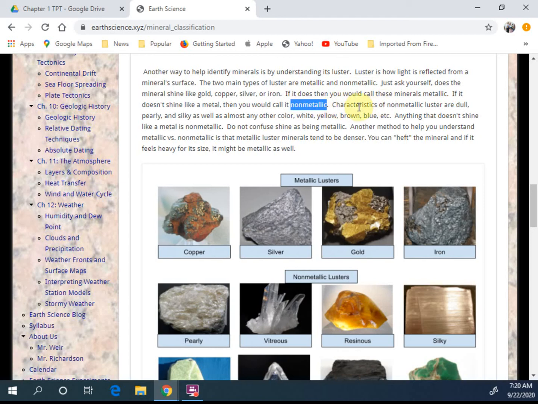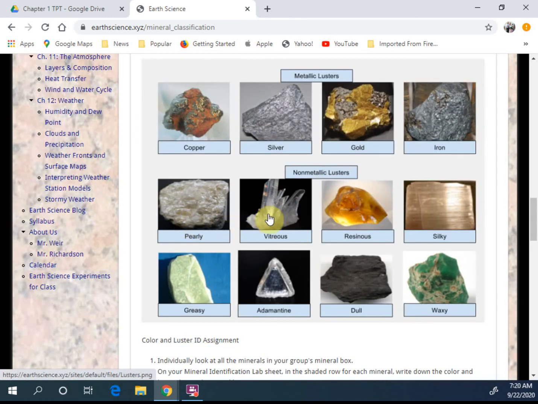So the characteristics of non-metallic, instead of reading here so much, let's skip down to this. Pearly, vitreous, resinous, silky, greasy, adamantine, dull, and waxy. These are the non-metallic lusters. You can figure out what pearly would feel or look like. Vitreous, it's like glass, for example. Resinous, amber colored, it's tree sap that's been fossilized into a rock. It gives off that distinct look too. Silky, you know the feel of silky, and greasy. You can identify dull, waxy, feels like a candle. Adamantine basically looks like a diamond. Okay, very few samples do we carry that have that luster.